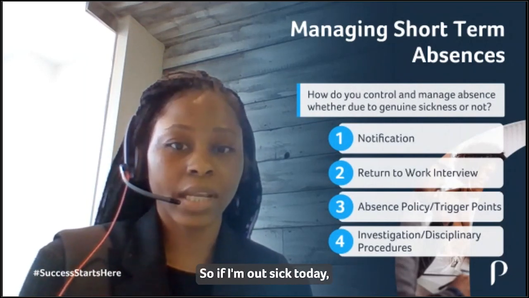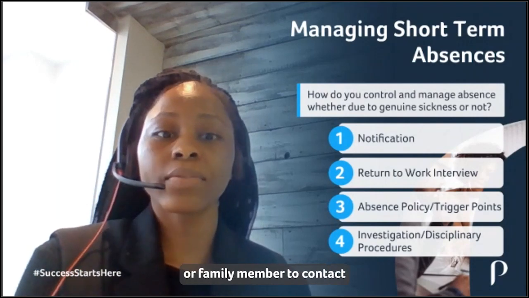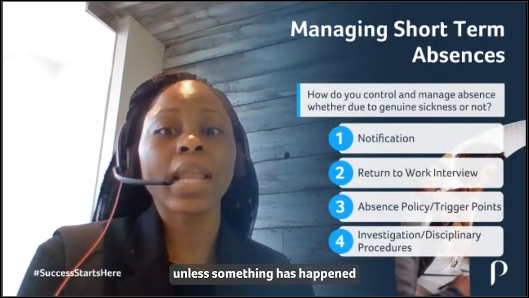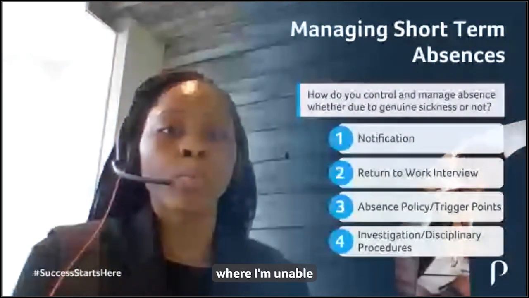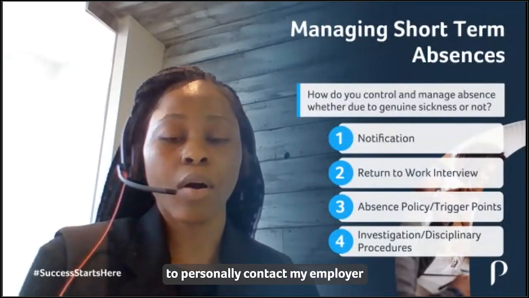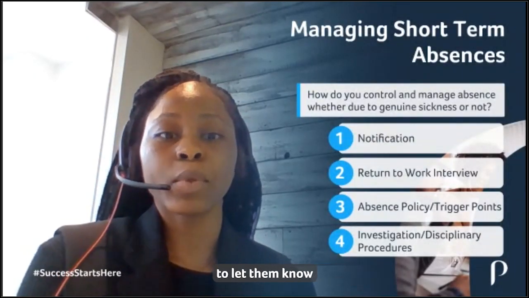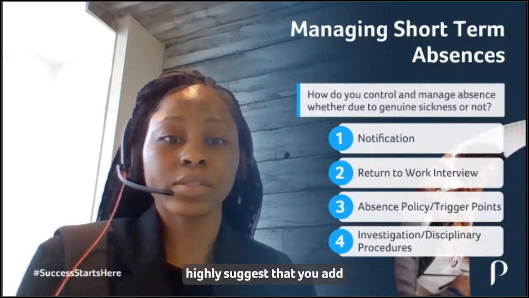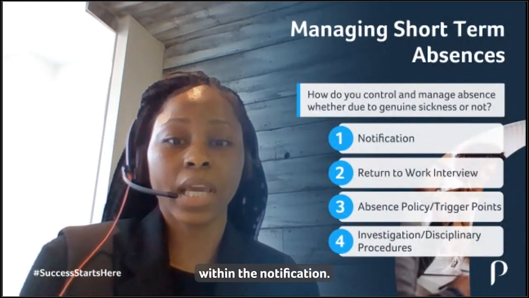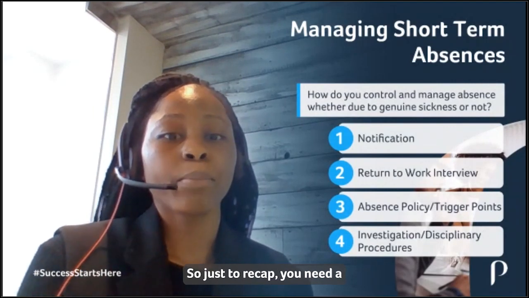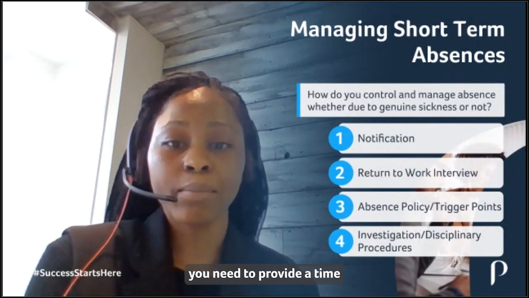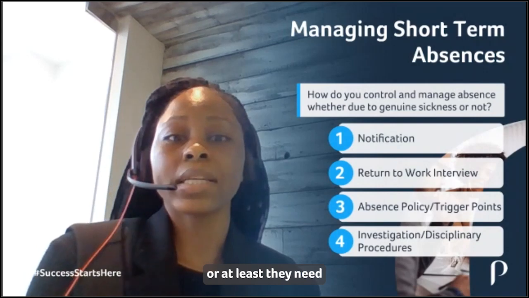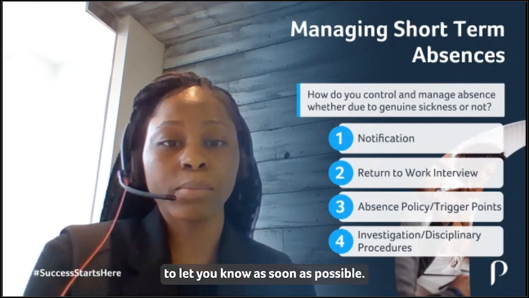So if I'm out sick today, I cannot get my friend or a family member to contact you unless something has happened where I'm unable to personally contact my employer to let them know that I'm going to be out sick. So those are the things that I would highly suggest that you add within the notification. Just to recap, you need to provide a time that they need to contact, or at least they need to let you know as soon as possible.